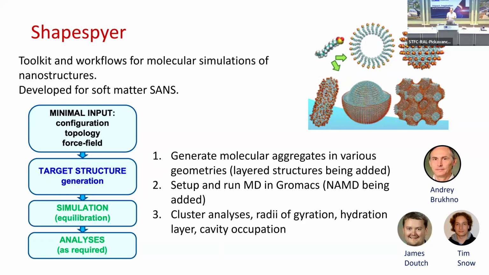And one of the reasons that I brought this up is that we're now trying to join together the reflectometry project with the small angle scattering project, because they have very similar concerns and aims. So Valeria, who works with me, is now working with Andre, putting layer geometries into ShapeSpire, putting NAMD workflows in where there was GROMACS before.